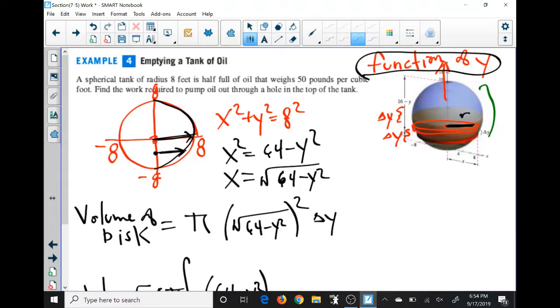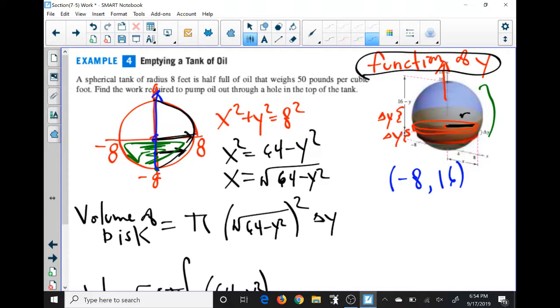So it says that the oil tank is half full. So this is all of our oil down here. And when I have oil at the bottom of the tank, it's at y equals -8, and it needs to travel to the top. And the top is at y equals 8. So to get it out the top, it's going to have to travel 16 feet. So we have an -8 as the position of the oil, and 16 as the distance it has to travel.